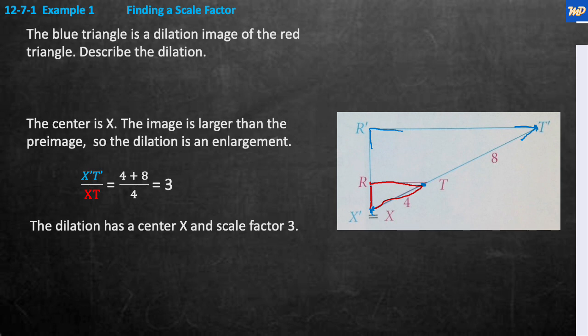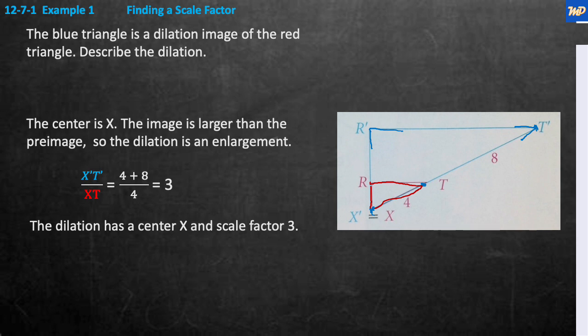Otherwise, it would have been different. It would have been different if we were shrinking it. This is enlarging it. You still have done the same equation, but the numbers would have been a little different. This would have been reducing. In other words, the denominator would have been larger than the numerator. Well, in this case, 4 plus 8 is 12 divided by 4 is 3. So this enlargement is 3.